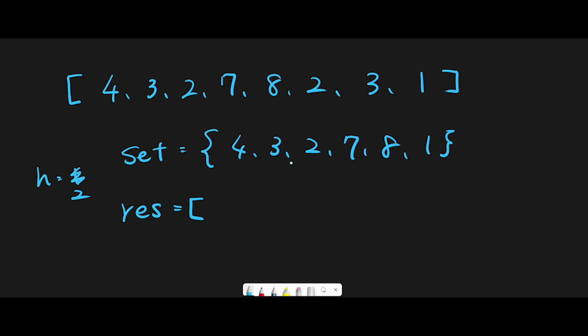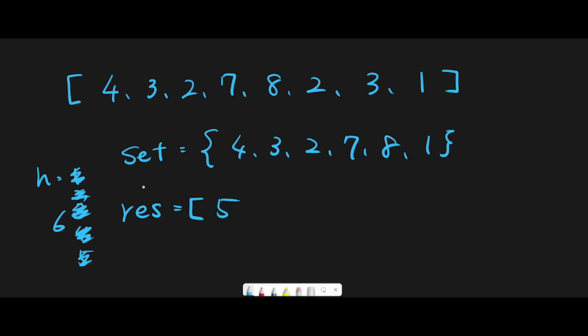And how about 2? We have 2, so 2 is not a target number. And 3, we have 3, not a target. 4, we have 4, not a target. And 5. We don't have 5 in the set, right? So that means 5 is a disappeared number. So add 5 to the result variable.